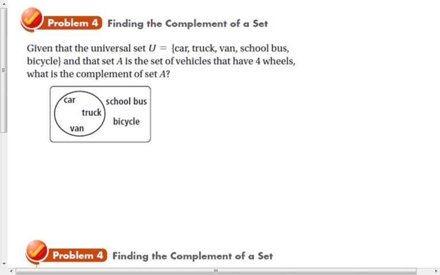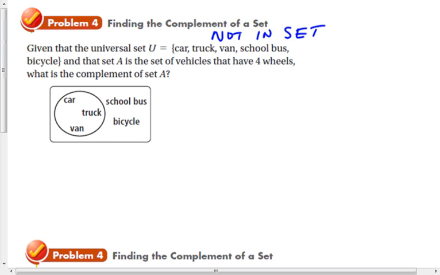All right, finding the complement of a set. The complement of a set is all items not in that set. So just as a quick example, if we said our set is all real numbers greater than 3, then the complement of that would be all real numbers less than or equal to 3. So everything not in that set.